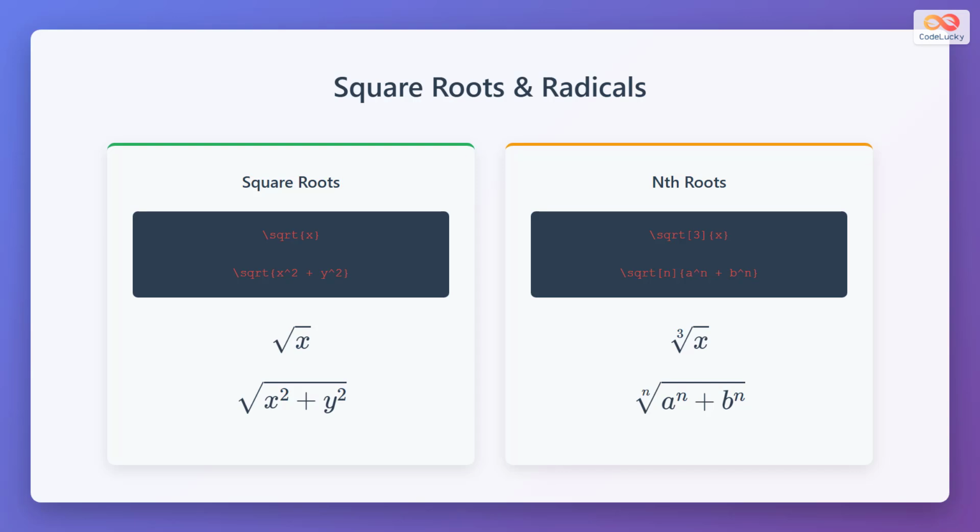To create nth roots, the syntax is \sqrt[n]{expression}. So \sqrt[3]{x} will render the cube root of x. Similarly, the code \sqrt[n]{a^n + b^n} renders the nth root of a to the power of n plus b to the power of n.